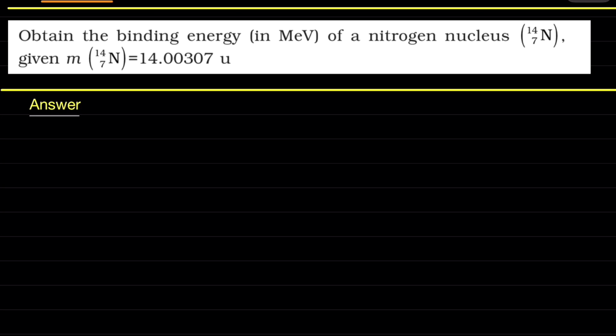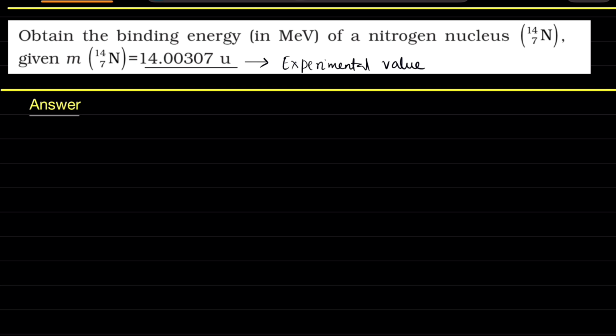This question is from Physics, chapter Nuclei. In the question, we have to obtain the binding energy in mega electron volt of the nitrogen nucleus, where the mass of the nitrogen nucleus is given as 14.00307 U. So this we consider as the experimental value of the mass. So what is the theoretical value? We will solve it shortly.